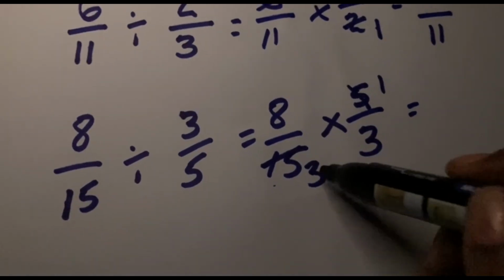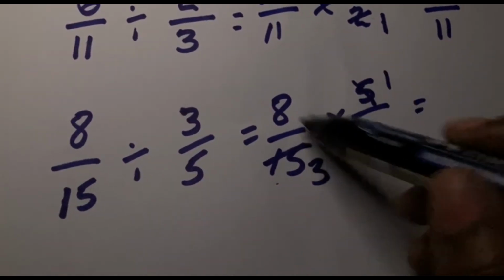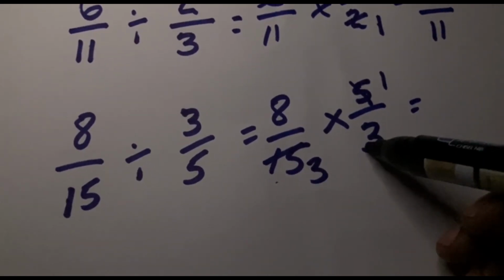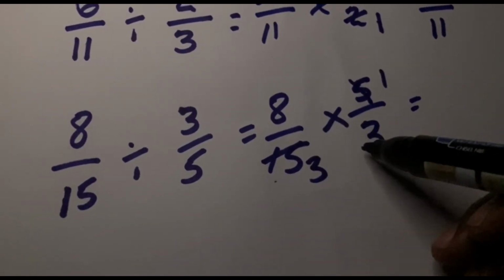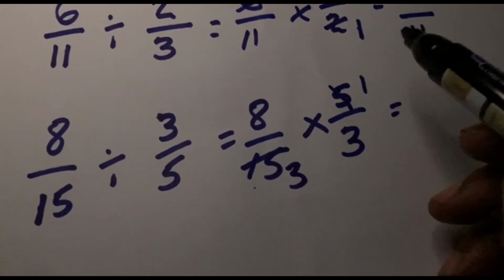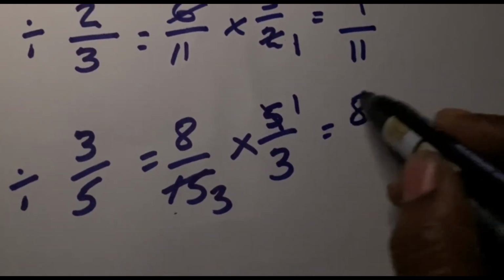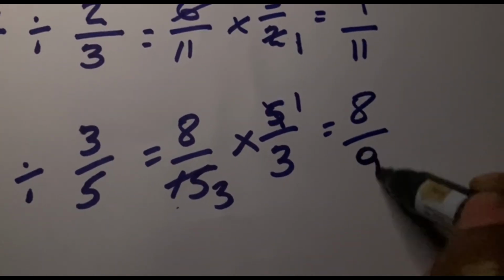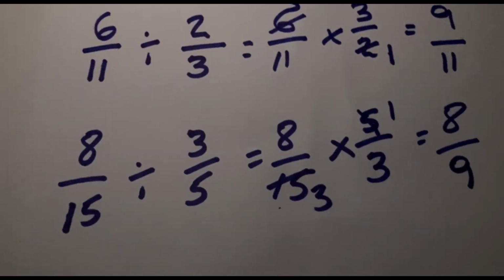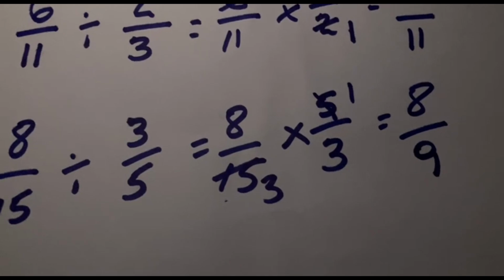Anything else? 3 and 3 have a common factor, but they are not across, they are side by side, so we cannot simplify them. We just multiply straight across. 8 times 1 is 8. 3 times 3 is 9. Therefore, 8 over 15 divided by 3 over 5 is 8 over 9.